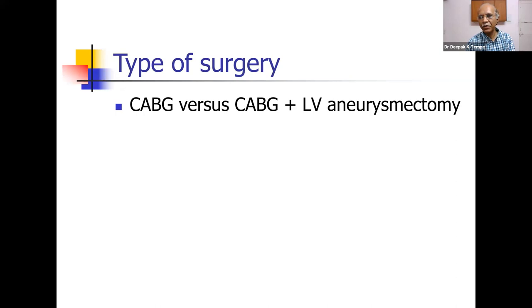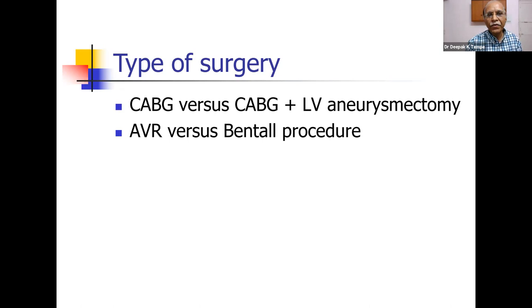Now, type of surgery, that's another thing that needs to be considered. So CABG versus CABG plus LV aneurysmectomy. We are dealing with the same disease, coronary artery disease, but in one patient there was an LV aneurysm versus another where there was no aneurysm, so the risk of surgery is increased. AVR versus Bentall procedure: there is a stenosed or regurgitant valve, but there is also an ascending aorta that needs to be replaced, so that is likely to carry a higher risk.